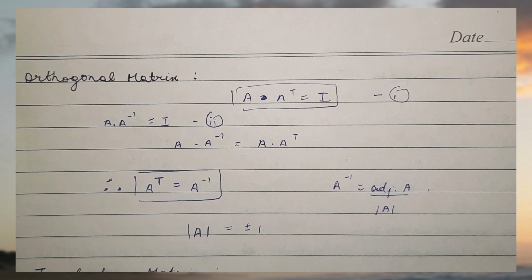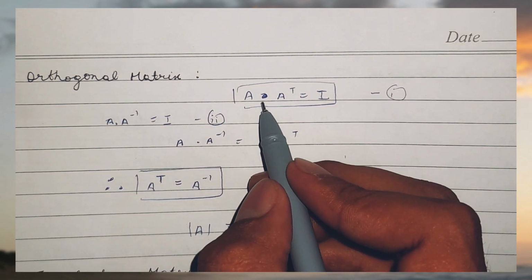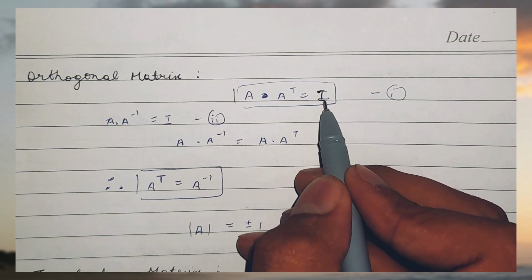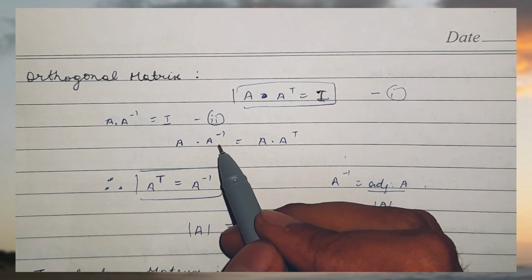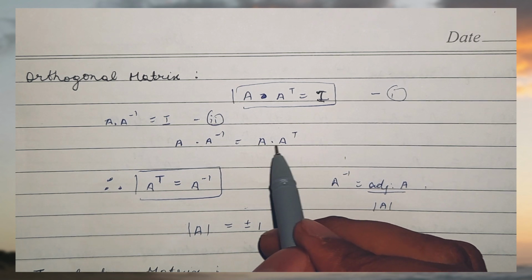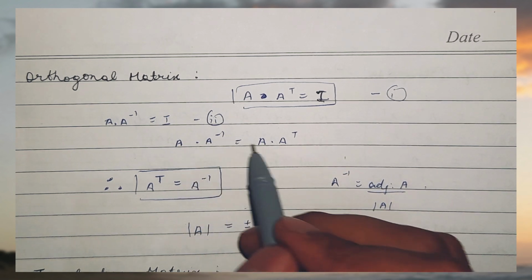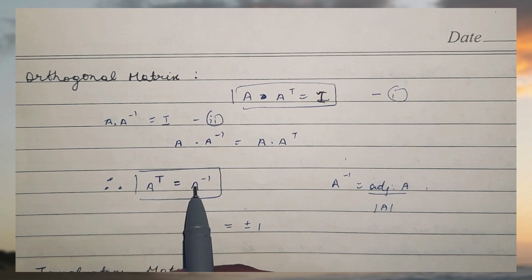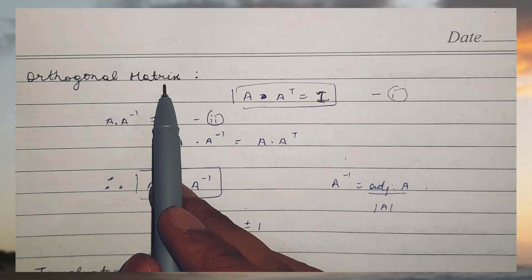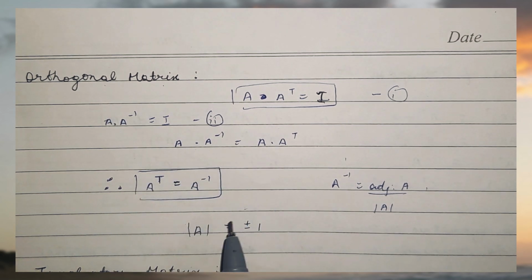Then comes orthogonal matrix. If A into A transpose is identity matrix, then it is orthogonal, and A into A inverse is equal to A into A transpose, then it is an orthogonal matrix. Therefore, we can conclude A transpose is equal to A inverse, then it is an orthogonal matrix. And the determinant of an orthogonal matrix is always plus minus 1.